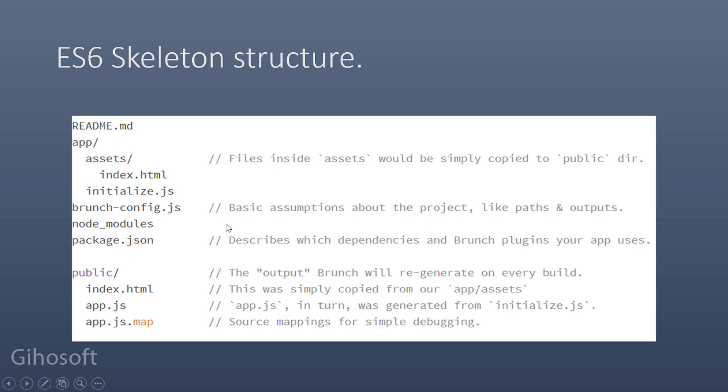We have node modules with the downloaded modules. Package.json is what describes the plugins we have downloaded for Brunch.